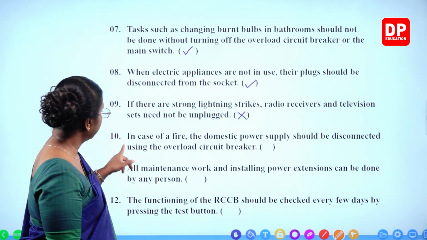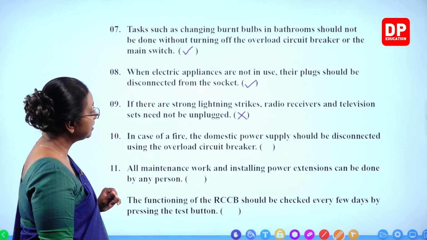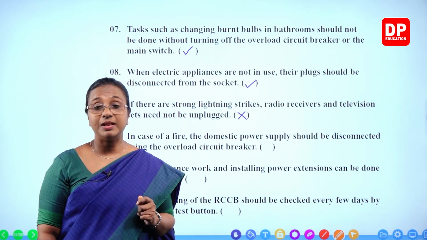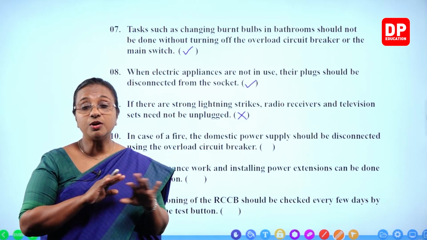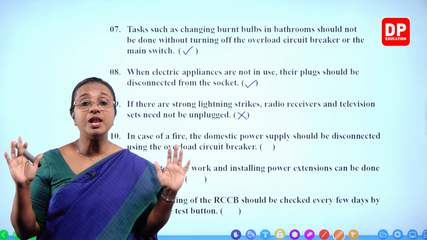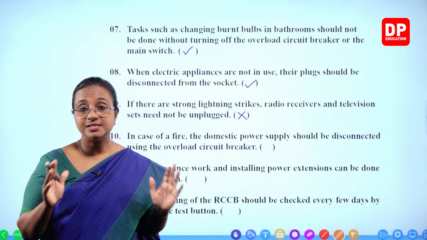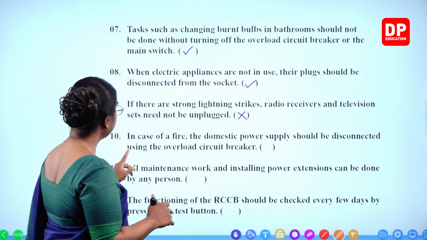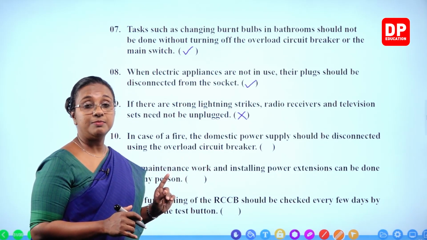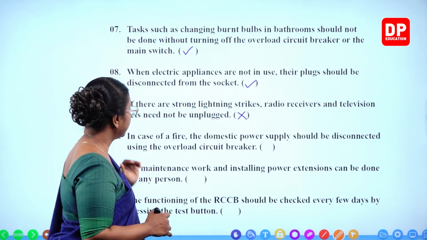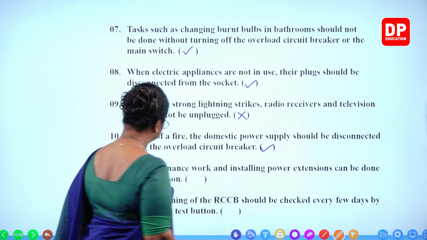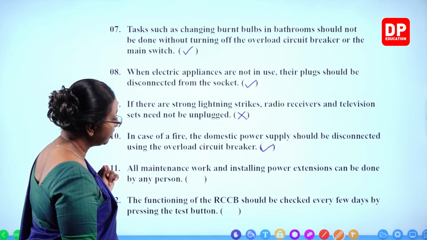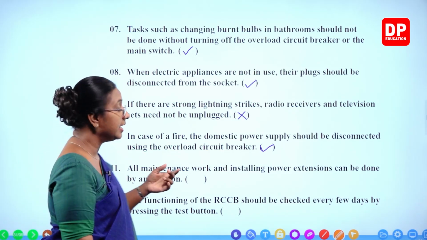Then the 10th one. In case of a fire, the domestic power supply should be disconnected using the overload circuit breaker. That is correct. You have to cut off the power supply to the whole household. The electricity supply to the whole household has to be disconnected. That can be done using the overload circuit breaker. So that is in case of fire. That is correct.